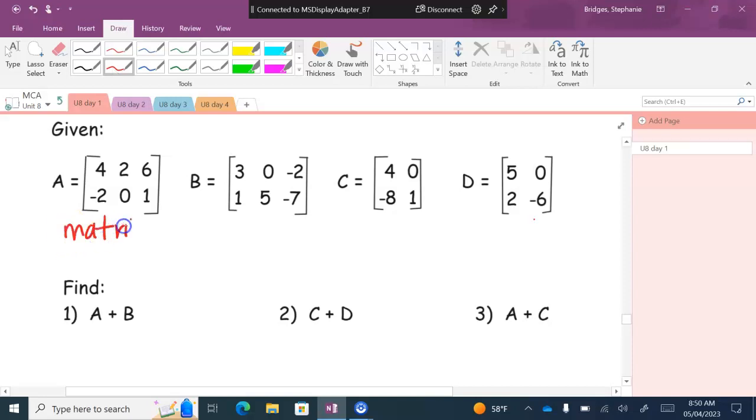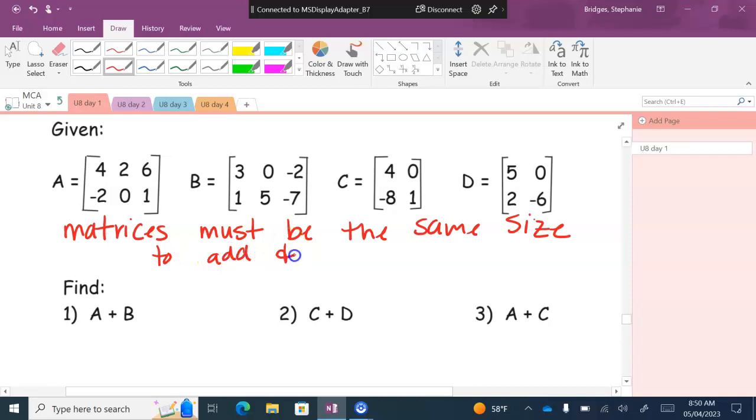that the matrices must be the same size to add and subtract. Okay, meaning they have to have exactly the same number of rows and exactly the same number of columns in order to add and subtract. If they do not have the same number of rows and the same number of columns, you cannot add or subtract them, so you just put not possible.